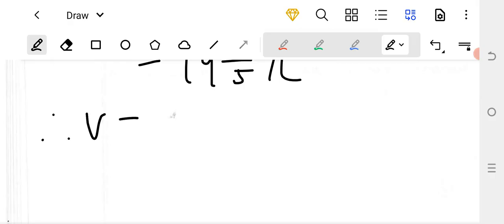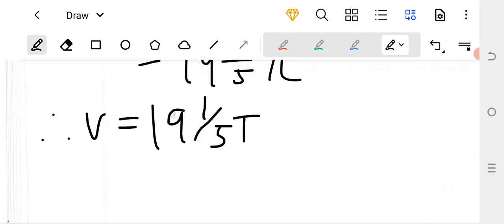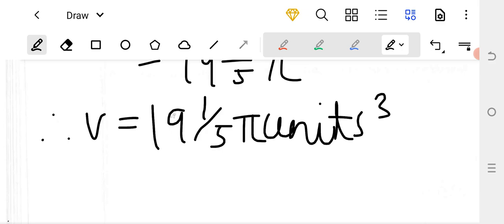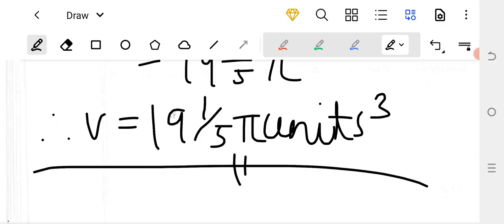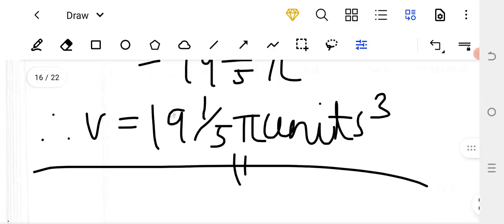Therefore, volume is equal to 19 remainder 1 over 5 pi units cubed. This is your volume. Simple as that. So you have calculated your volume, and that's how you get your free 6 marks that easily.